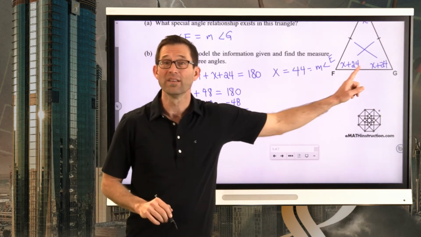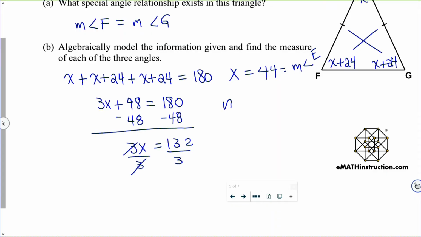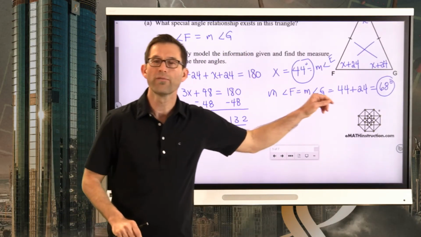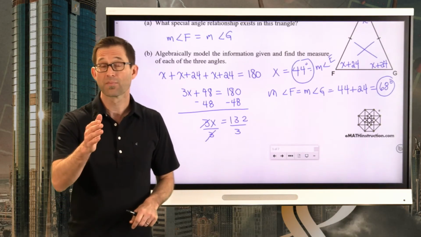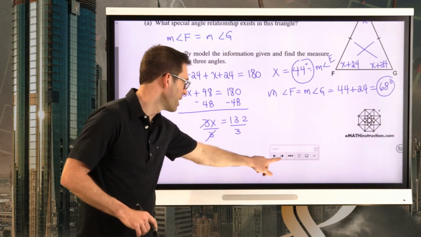The measure of angle F and G are just 24 degrees more. So the measure of angle F is equal to the measure of angle G, and that's just 44 plus 24 for a grand total of 68 degrees. All right. Another great test of this, right, is to take 44, 68, 68, add them all together, and see if they're equal to 180. If they are, it's probably a good sign that you've done everything correct. All right, let's keep going and do one last problem.